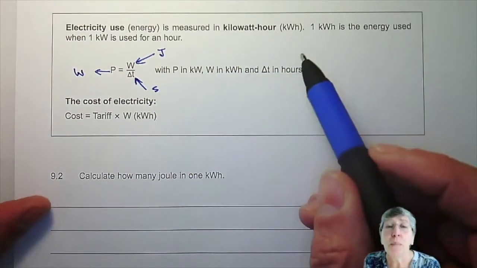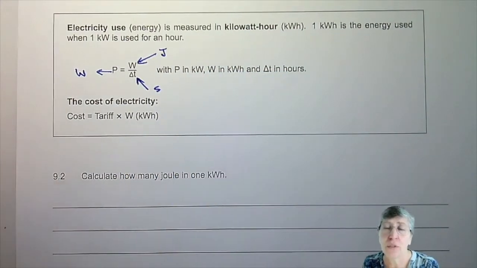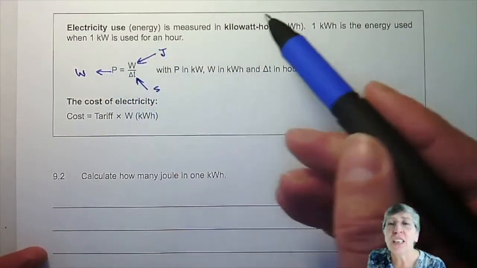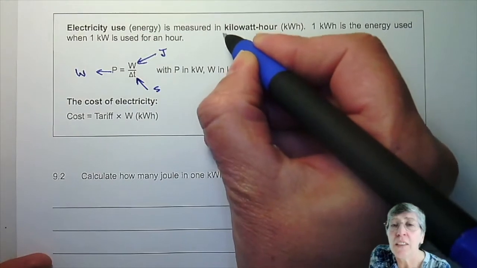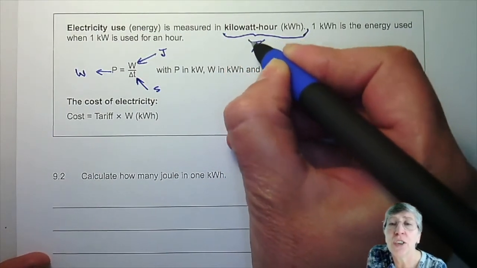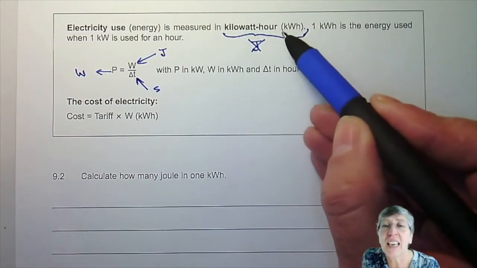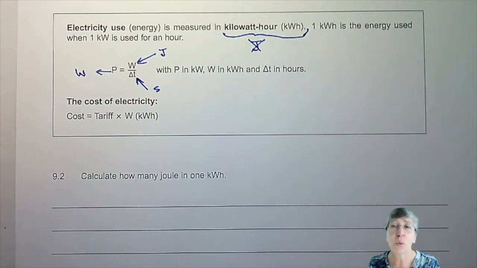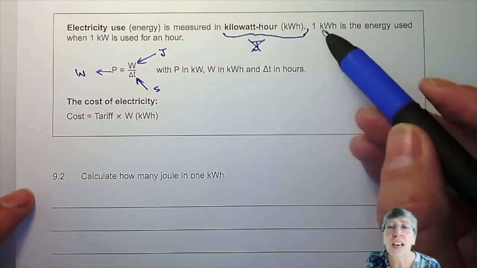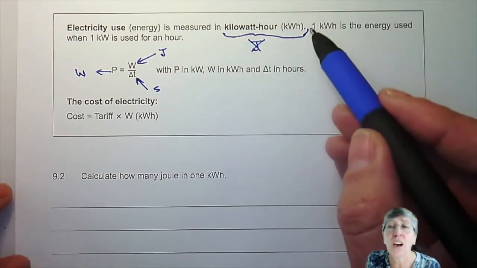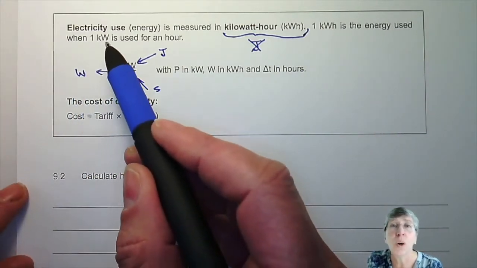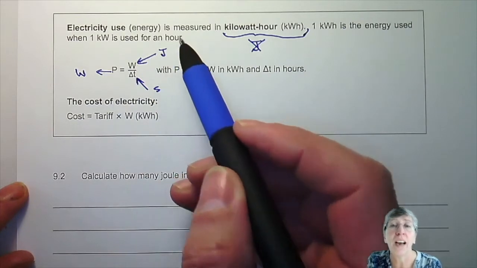But we've got a problem when we're buying electricity from Eskom or somewhere else, because the electricity use is not measured in joule. There's an alternative to joule. They're measuring it in kilowatt hours. That's what they call 1 unit. So now we need to use kilowatt hours instead of joule. And 1 kilowatt hour is the energy used when 1 kilowatt is used for 1 hour.